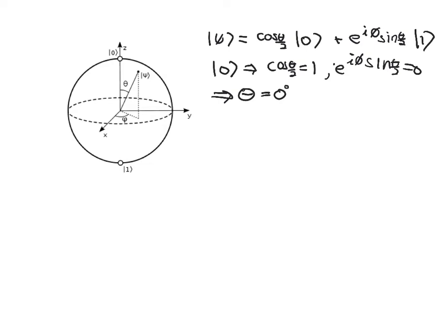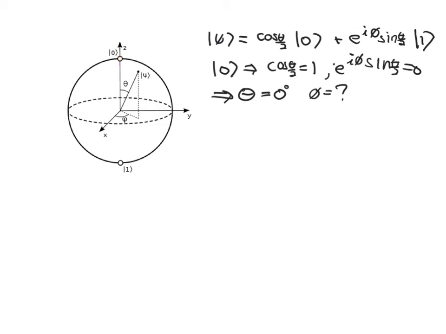And phi is actually indeterminate, because once theta equals 0, that makes cosine theta over 2 equal 1, and then that makes sine theta over 2 equal 0, and we don't really know what phi is for this state, but it doesn't matter because we're at the North Pole, right? So the longitude of a point is not really specified when you're at the North Pole. So this is the 0 state, right at the North Pole here.